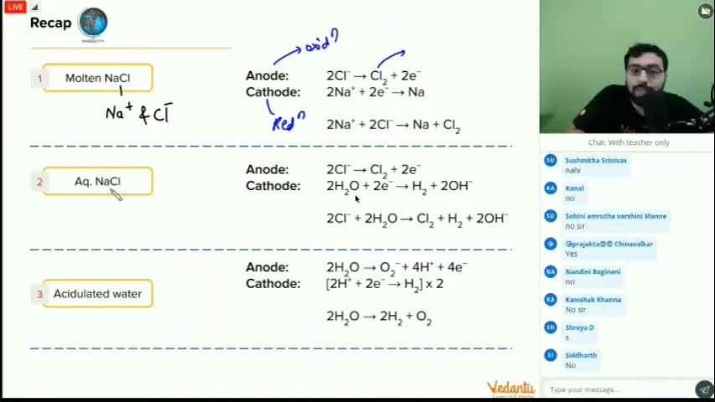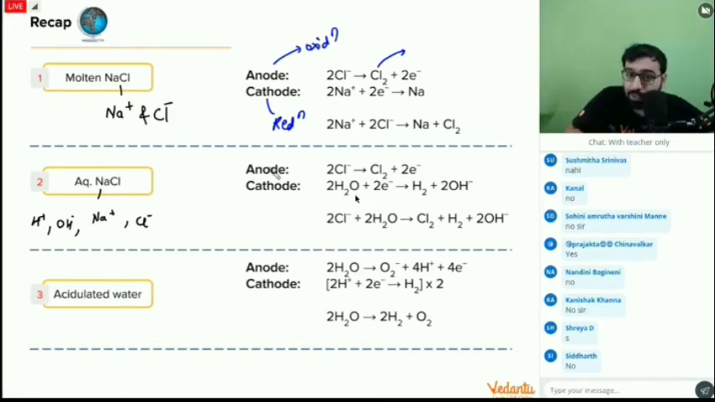Now, we studied then aqueous NaCl. Aqueous NaCl में there is sodium, there is chloride. Aqueous means water is also there, H plus and OH minus. Here we studied a new fundamental called as overpotential, and that is only case of Cl and OH. Remember, that comes in case of Cl and OH.